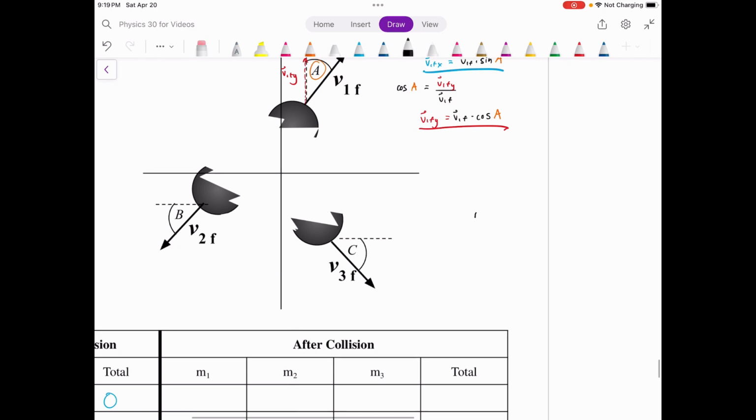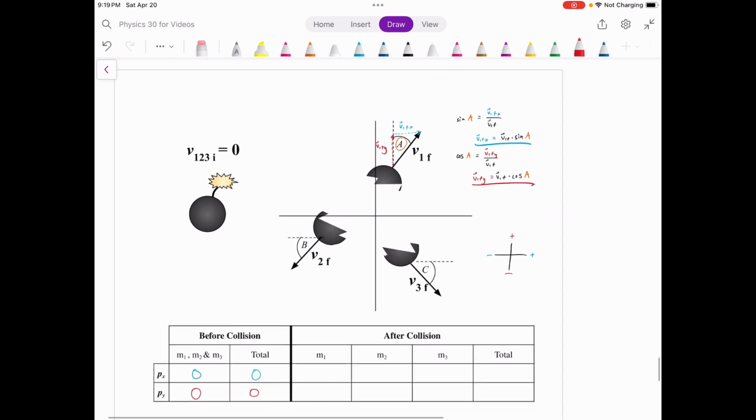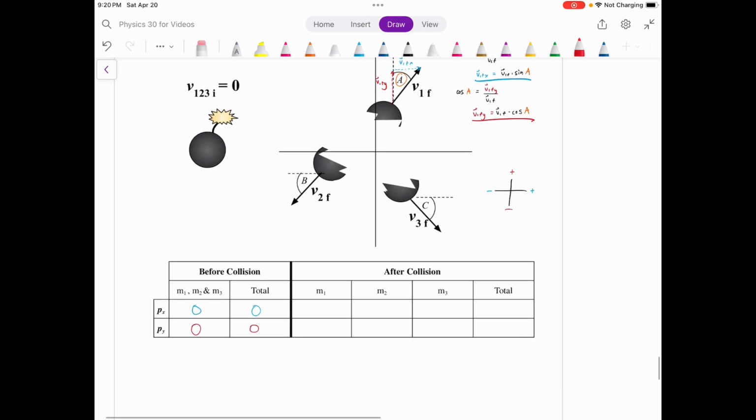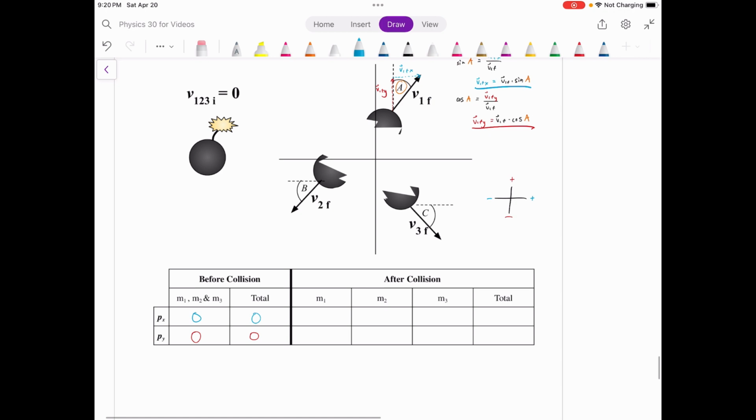Now, got to be careful here, right? We've got positive and negative momenta in both the x and the y axes. We kind of knew that would have to be true because we can see they all have x and y momentum, but we know we didn't start with any. So for every positive x momentum, there needs to be a negative x momentum to cancel it out. And for every positive y momentum, there needs to be some negative y momenta that add together to cancel it out, right? So what is mass 1's final x momentum?